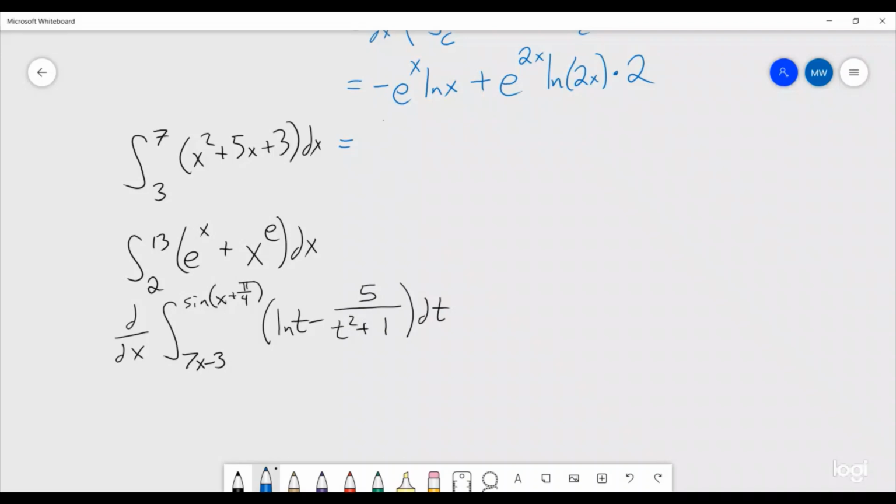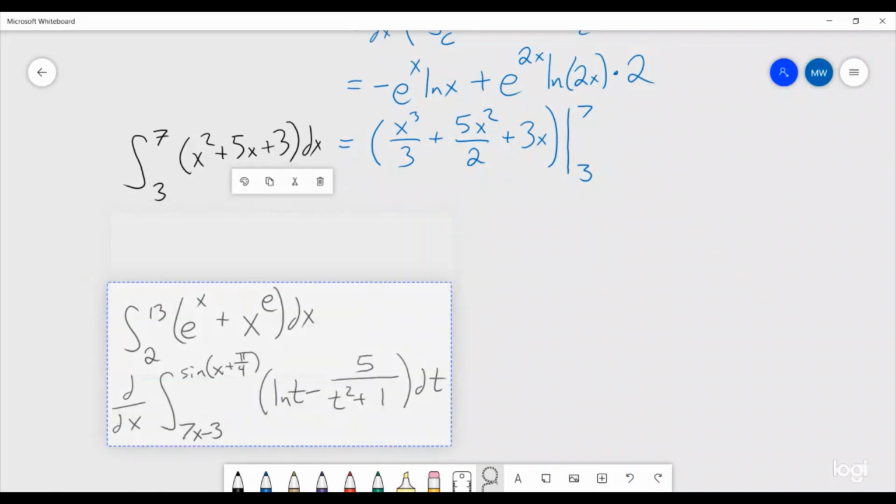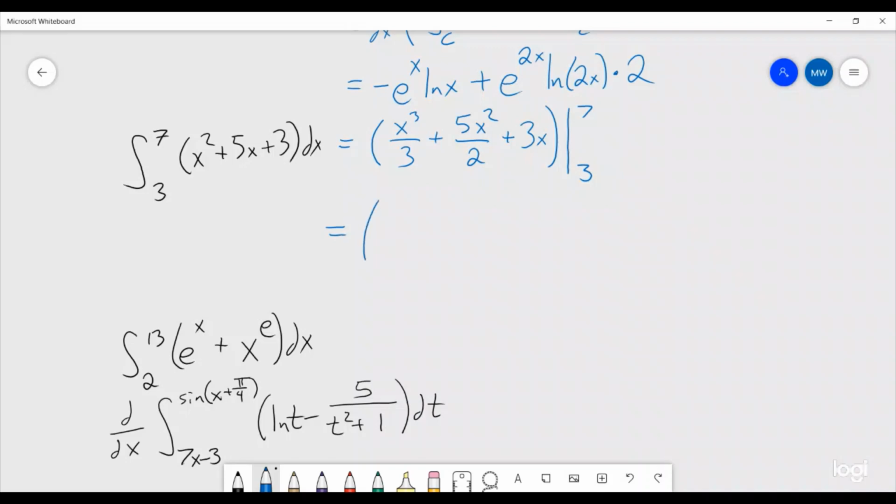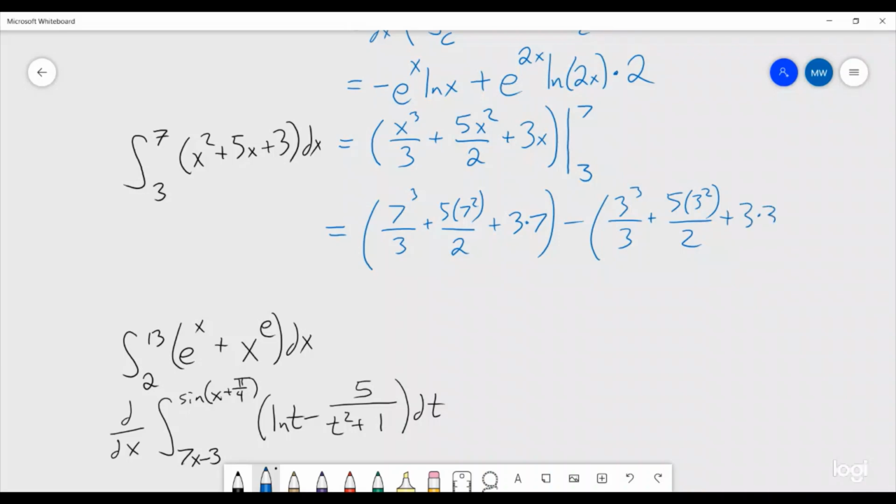So the way we would do this is we need to find first what is an antiderivative. Well, x squared will go to x cubed over 3, and then 5x goes to 5x squared over 2, and then the 3 goes to 3x, to evaluate this at 3 and 7. So going through the pieces of this, this is going to be equal to 7 cubed over 3 plus 5 times 7 squared over 2 plus 3 times 7, minus 3 cubed over 3 plus 5 times 3 squared over 2 plus 3 times 3.